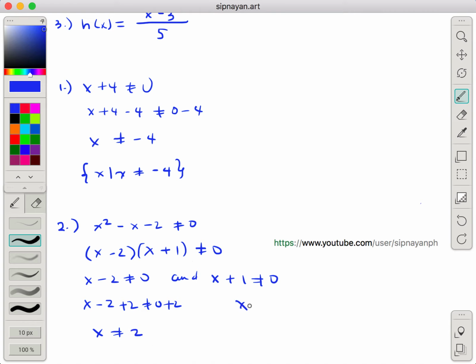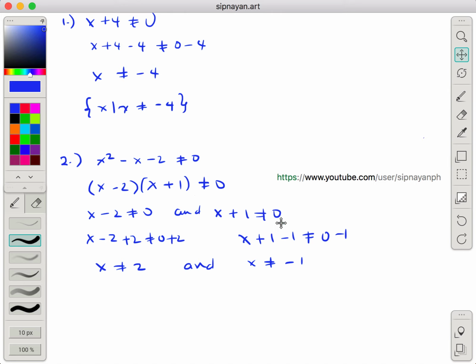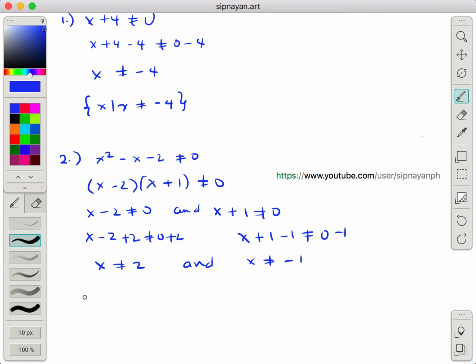Ito naman, mag-subtract ako ng 1. Para matanggal naman yung 1 dito, nag-subtract ako ng 1. So, meaning, x is not equal to 2 and x is not equal to negative 1. Yan yung domain ng ating function. So, x such that x is not equal to 2 and x is not equal to negative 1. So, naka-set notation tayo.